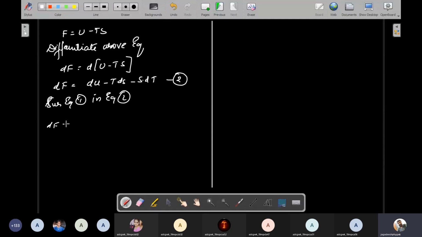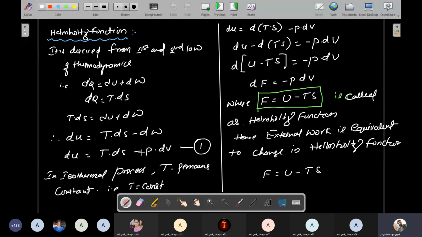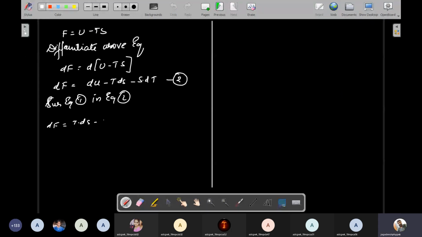So df is equal to t dot ds minus p dot dv, and du is already represented, minus t dot ds minus s dot dt. So simply t dot ds will be cancelled. So df is equal to minus p dot dv minus s dot dt. So finally we will get this equation.